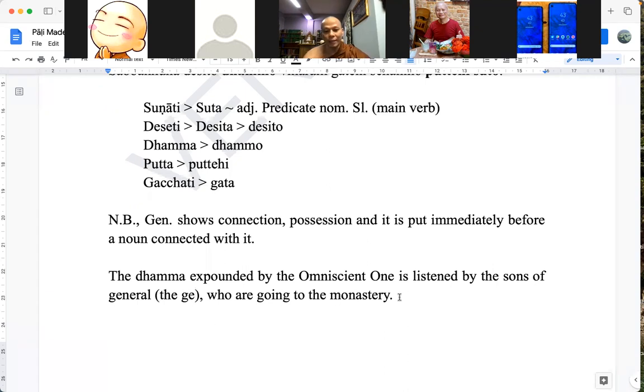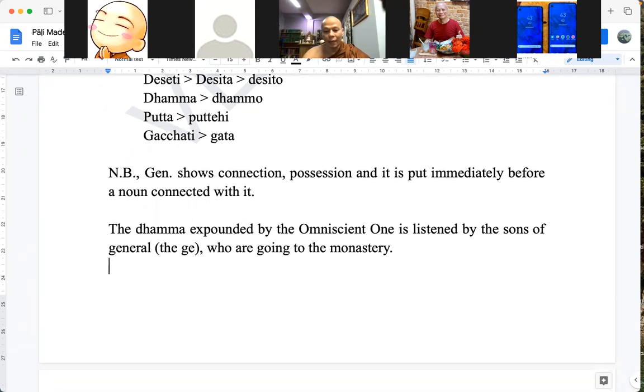So now, as you said, I will write. Can you repeat? The general's sons, and then, are going to the monastery, to listen to the Dharma expounded by the omniscient one.